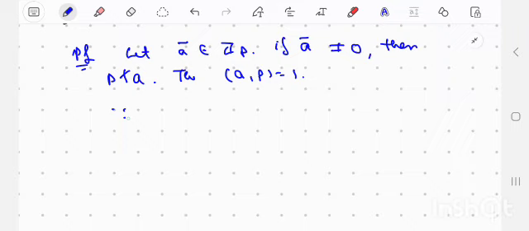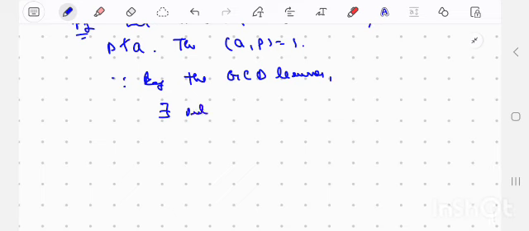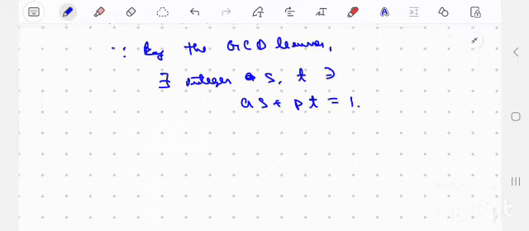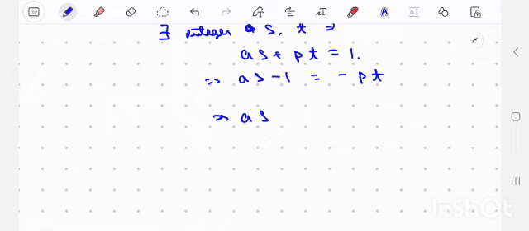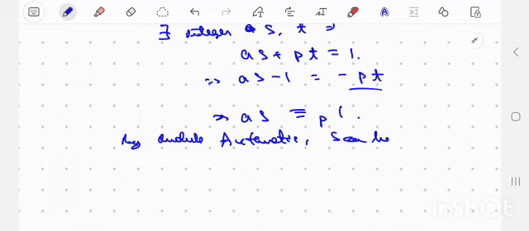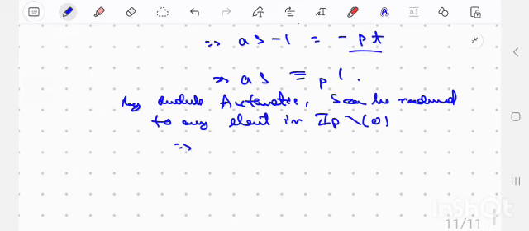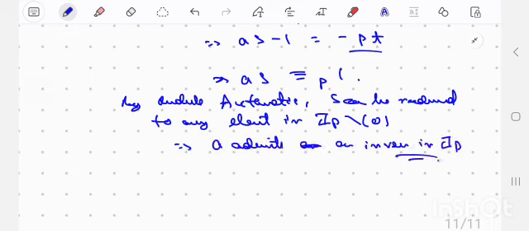Now since the GCD is 1, by the GCD lemma, also called Euclid's lemma, I don't exactly remember, there exist integers, let's say s and t, such that as plus pt is equal to 1. This implies that as minus 1 is equal to minus pt. This implies that as is congruent to 1 mod p, because the right hand side reduces to 0 when divided by p. Then by modular arithmetic, s can be reduced to an element in Z_p minus 0, which implies that a admits an inverse in Z_p. Clear?